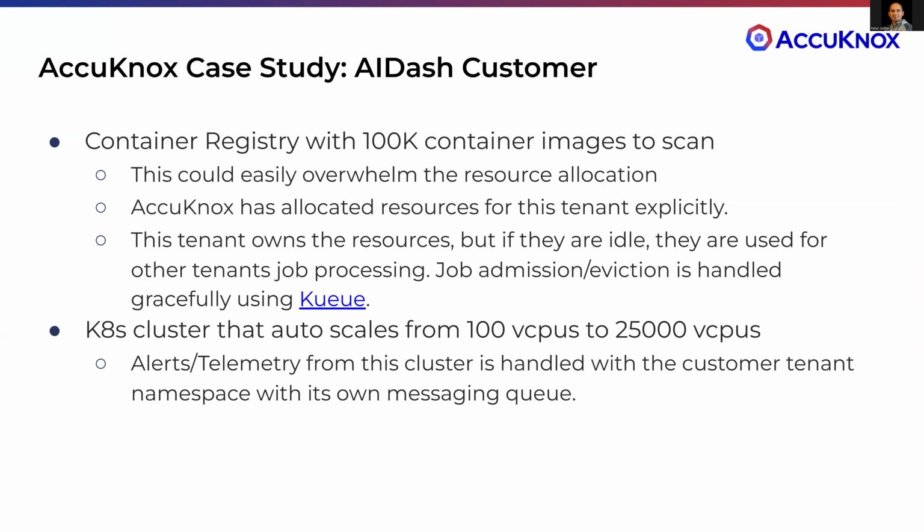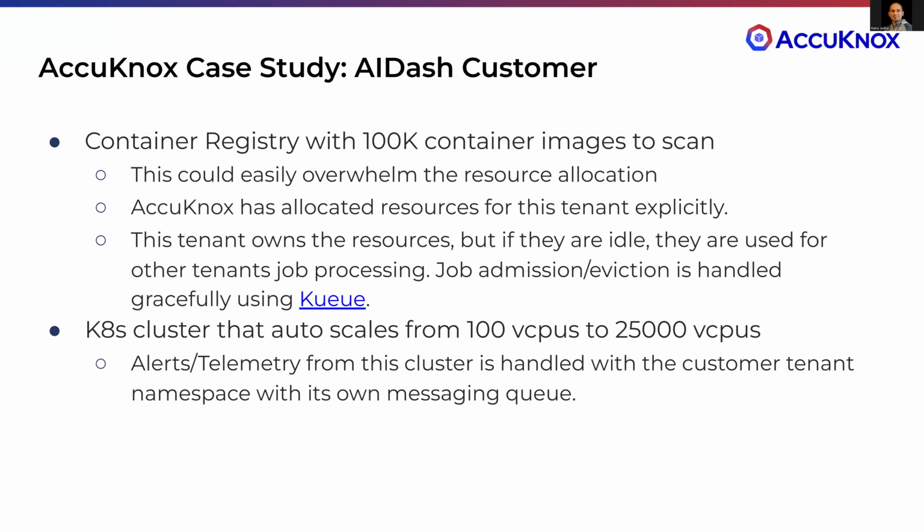AccuKnox customer AI Dash leverages AccuKnox at scale. The Kubernetes cluster, or the worker cluster, that AI Dash has onboarded dynamically scales from 100 vCPUs to 25,000 vCPUs. Similarly, the container registry contains a lot of images to be scanned on a periodic basis. This could easily overwhelm the compute resources such that other tenants' workloads could starve for execution.